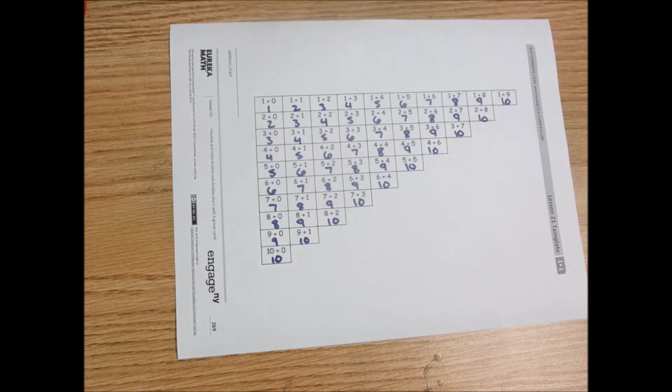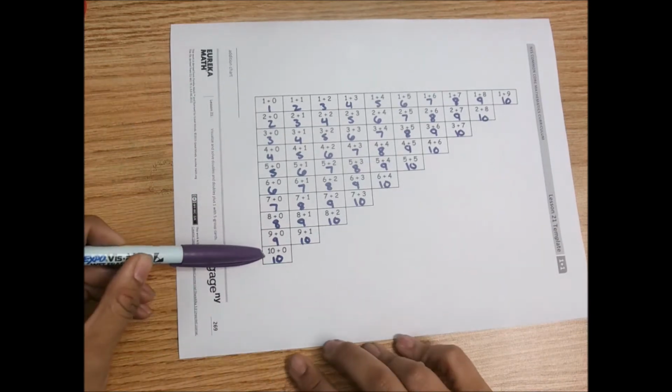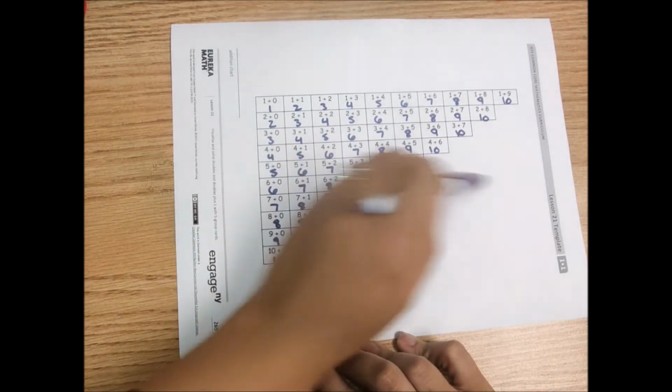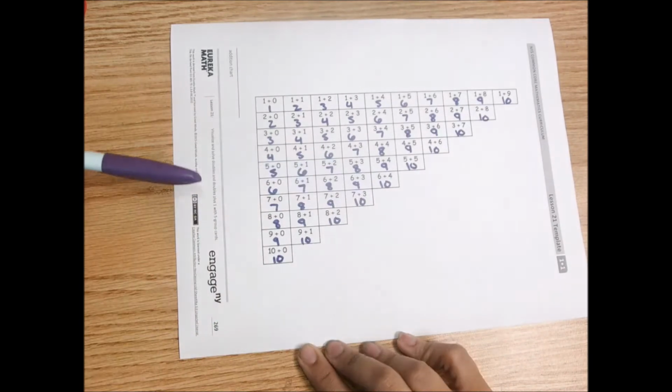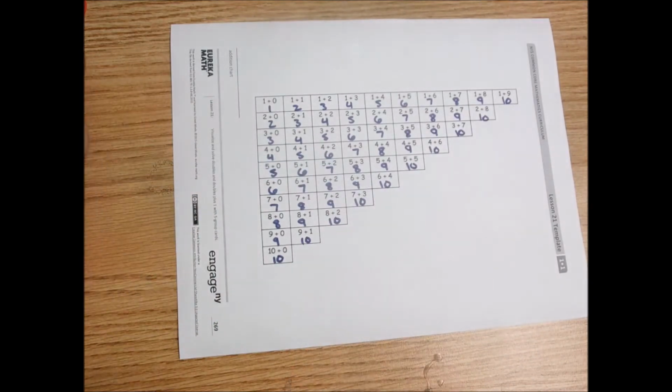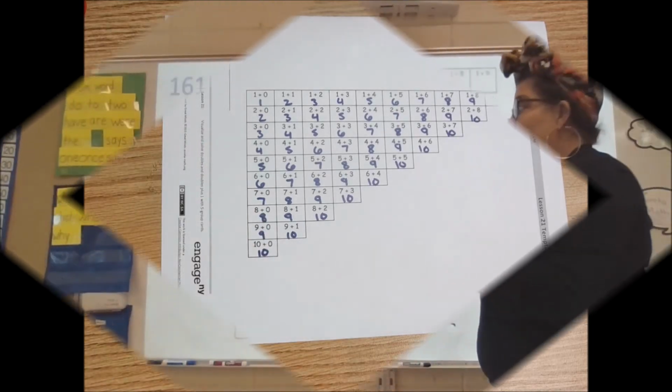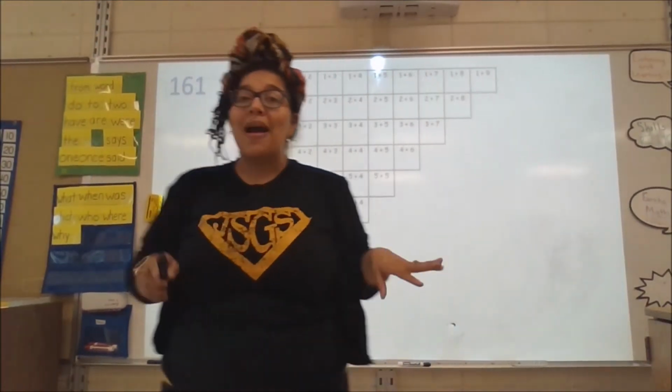Notice as we go further down, our first part gets larger, and the number of number sentences until we make 10 gets shorter. Isn't that a cool pattern? Yeah. All right, come on. Let's do some other practice. So yes, we finally did that. We saw the cool pattern it made.